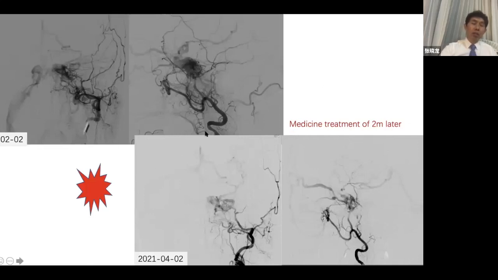So the last topic is about the medicine treatment. This is a typical cavernous sinus dural arteriovenous fistula. Two months later, after the medicine, the fistula had changed much clearer and was a much simpler one. The medicine is anticoagulation and antiplatelet therapy with warfarin and aspirin.